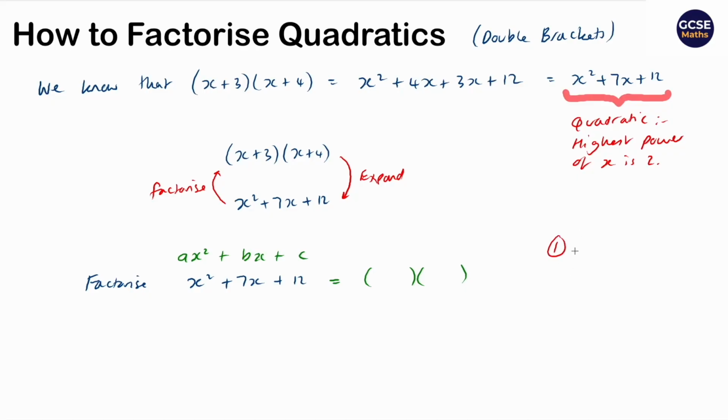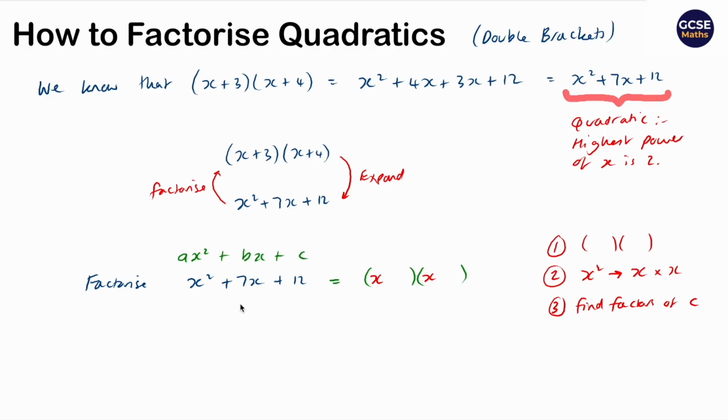Step 1 is we show a pair of brackets. Step 2 is we deal with x squared first. We recognise that x squared is the same as saying x multiplied by x. So we are going to put an x at the start of each bracket.